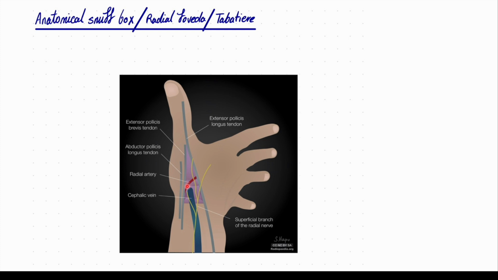So finally, after passing from radial fovea, it enters to dorsal region of the hand and penetrates the first dorsal interosseous muscle, and later makes deep palmar arch with the deep branch of ulnar artery. Cephalic vein is the other content. We also have superficial branch of radial nerve that can be found in this region.